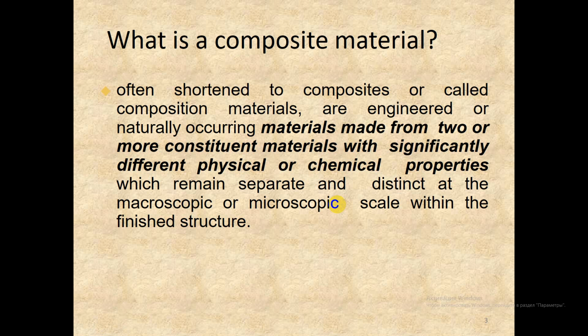What is a composite material? Often shortened to composites or called composition materials, they are engineered or naturally occurring materials made from two or more constituent materials with significantly different physical or chemical properties, which remain separate and distinct at the macroscopic or microscopic scale within the finished structure.